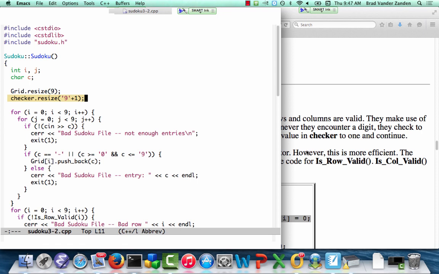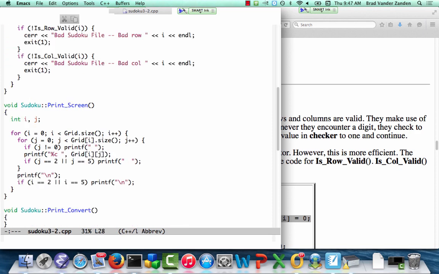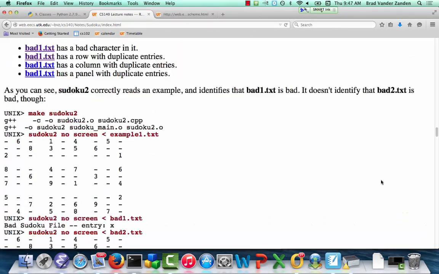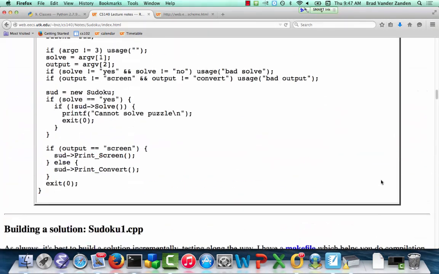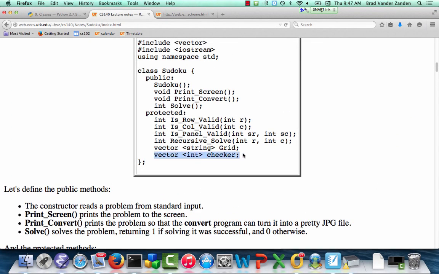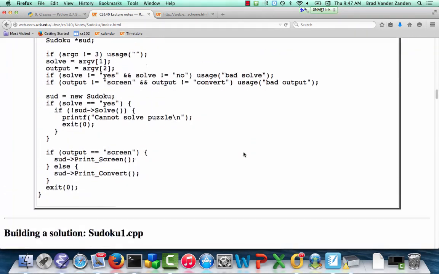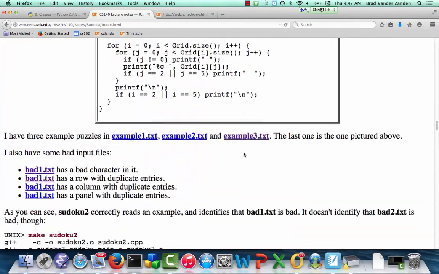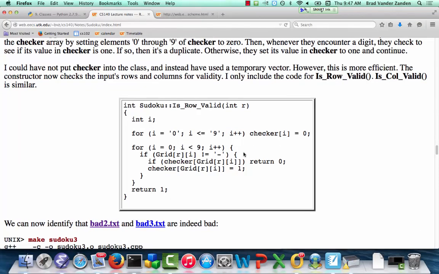Now the third thing about this, I'll throw this out to you for a moment. Why do you think that he made this checker vector be an instance variable when you can see that he could just as easily have made it a local variable?